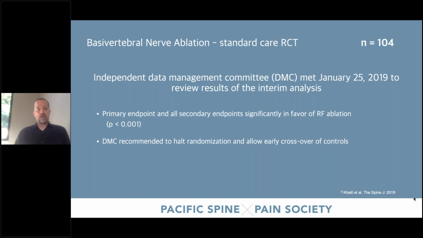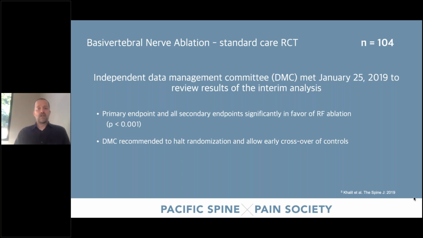And the reason that that was published is because at that pre-planned interim analysis, the results of basovertebral nerve ablation were so robust compared to the sham treatment group, with statistical significance of 0.001 for the primary outcome and all secondary outcomes. And the Data Management Committee said that this result is too good. You've already proven superiority, and you have to stop enrolling patients in the study and allow immediate crossover to all of the patients that are currently in the sham treatment arm. And so those results were published because they were available at that time.